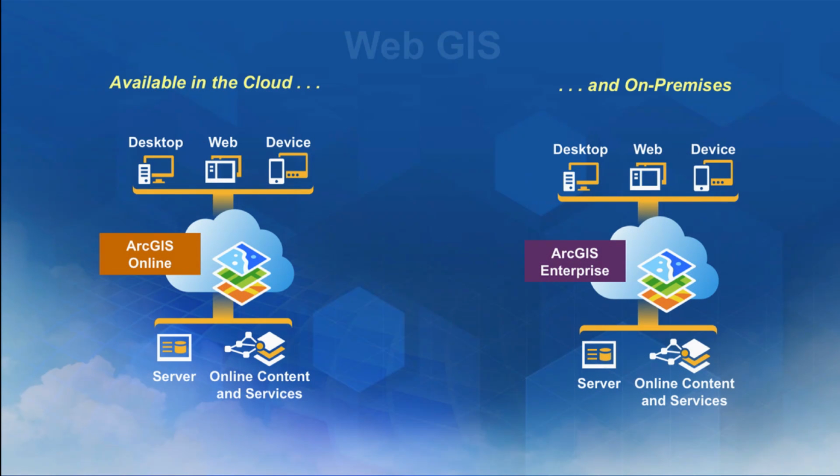And this Web GIS model is available either in the cloud, which we call ArcGIS Online. Think of it as Esri's portal. Or it's available behind the firewall in your network through the software we call ArcGIS Enterprise. But in both cases, the concept is the same. It's a portal for GIS content.